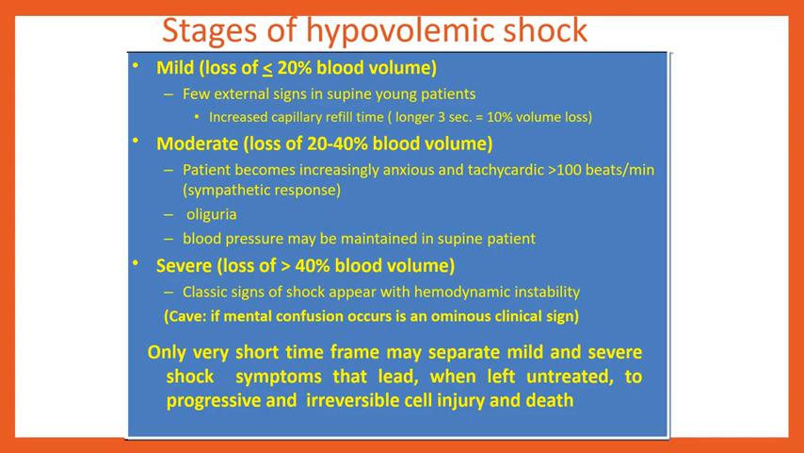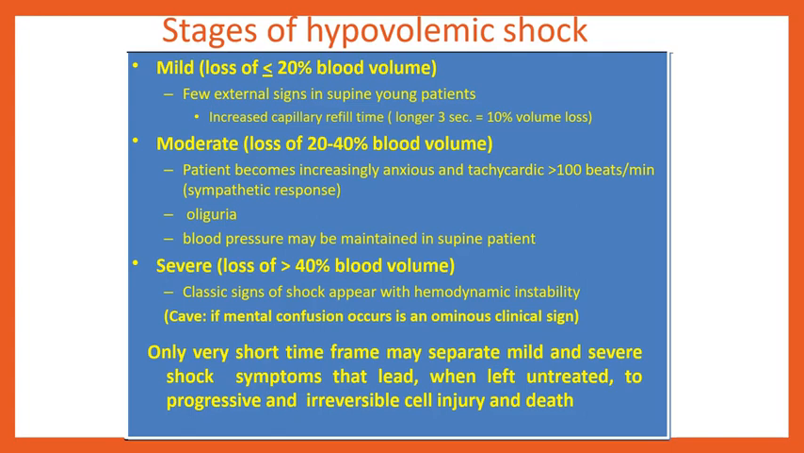That is because of sympathetic response. And oliguria will be present. Blood pressure may be maintained in a supine patient. And severe shock is loss of more than 40% of blood volume. In this stage, classic signs of shock appear with hemodynamic instability.